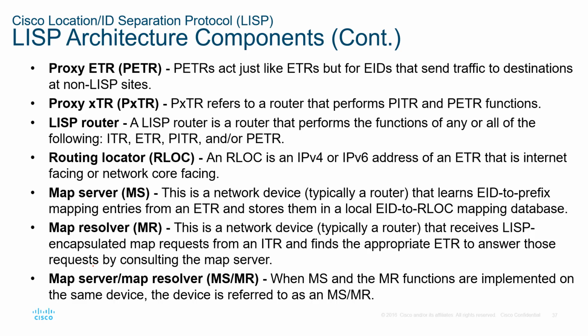The map server basically is a network device, normally a layer 3 device, that will learn the EID to prefix mapping entries for our egress routes. For our map resolver, this is a network device, again, typically a layer 3 device, that will receive the appropriate LISP encapsulated map requests from inbound or ingress ITRs, and they'll find the appropriate ETRs to answer those requests by consulting the appropriate map server. We have a map server, map resolver, and this is when the MS and MR functions are implemented on the same device, and that means instead of calling them a map server and map resolver, they're now a map server, map resolver.